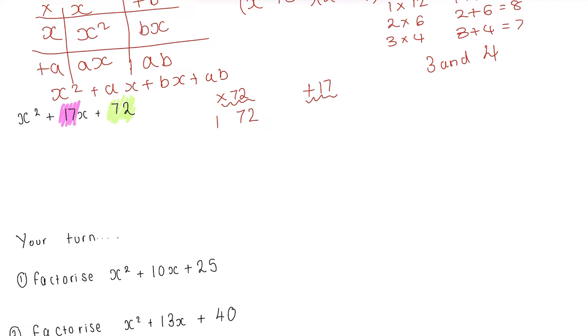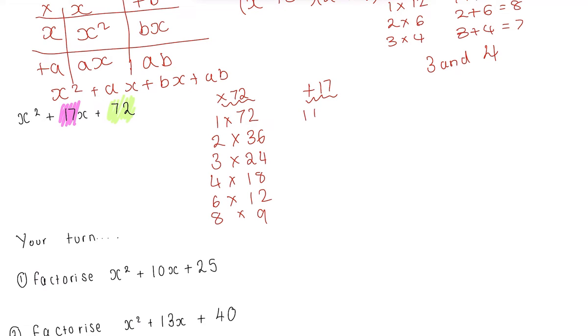So we've got 1 and 72. We also have 2 and 36. We've also got 3 and 24. We have 4 and 18, so we've got a lot more factors here. We have 6 and 12, and I think 8 and 9, and I believe that is it. So they're the numbers that multiply to give me 72.